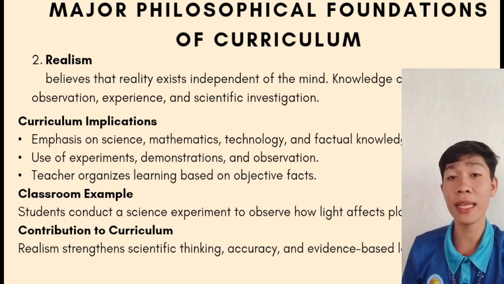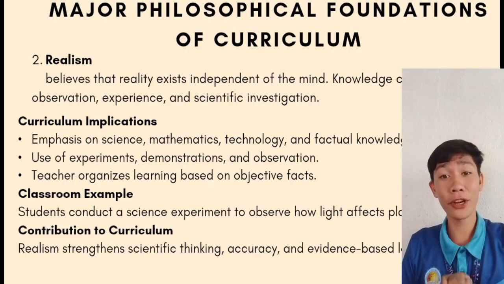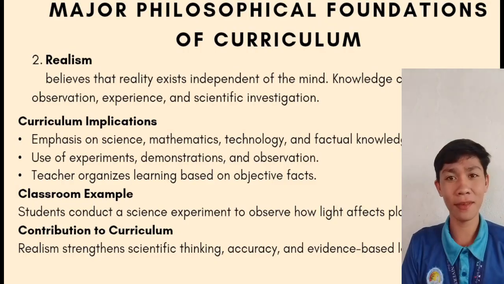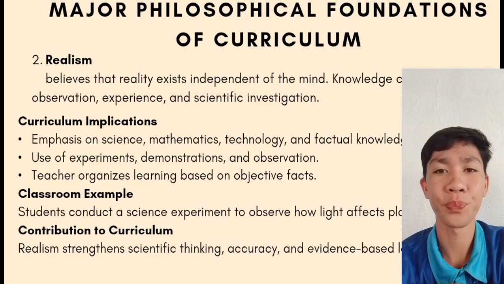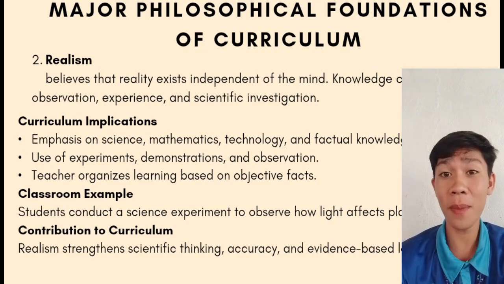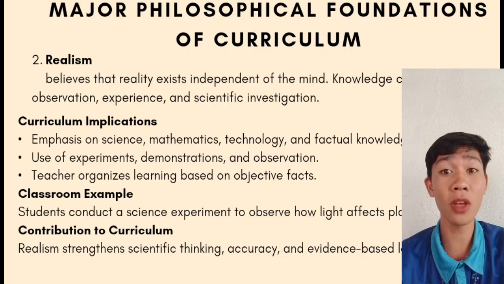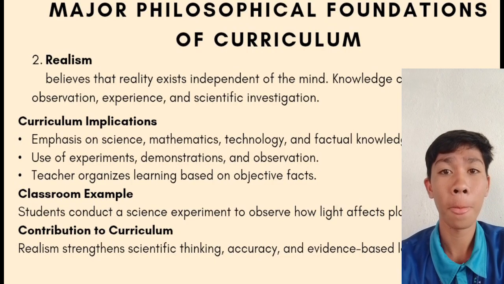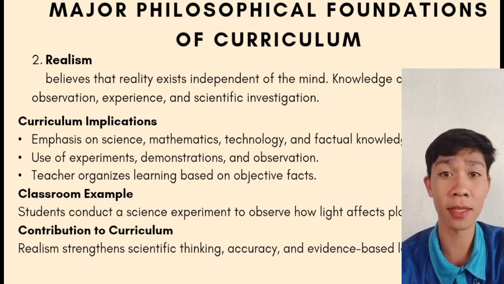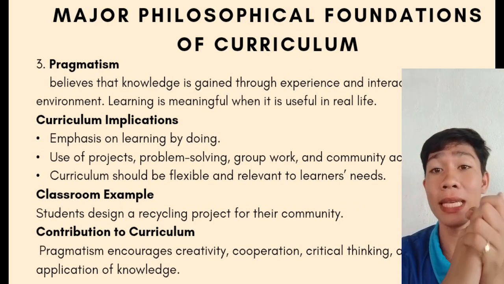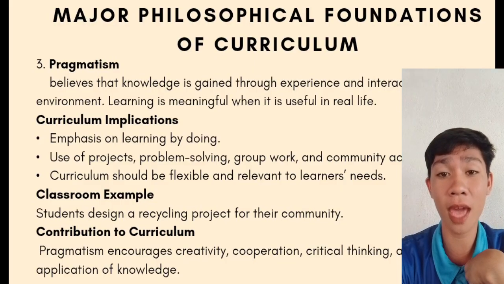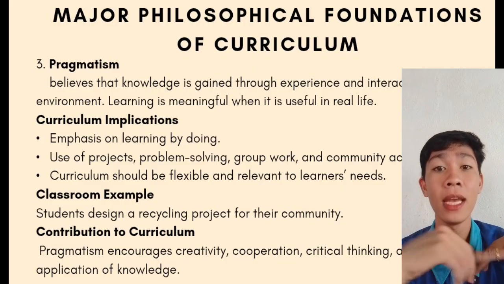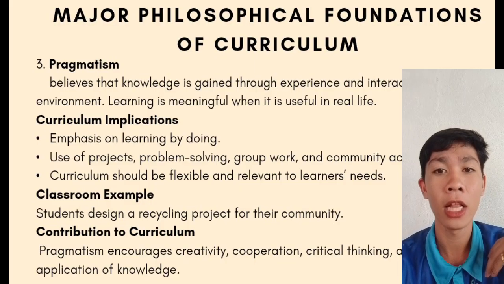Subjects like science and mathematics are important because they help learners understand reality objectively. So, for example, conducting science experiments and observing natural phenomena. So, that's one of the examples in realism, based on observation, experimentation, or experience. Okay? So, next is pragmatism. Believes that knowledge is gained through experience and interaction with the environment.